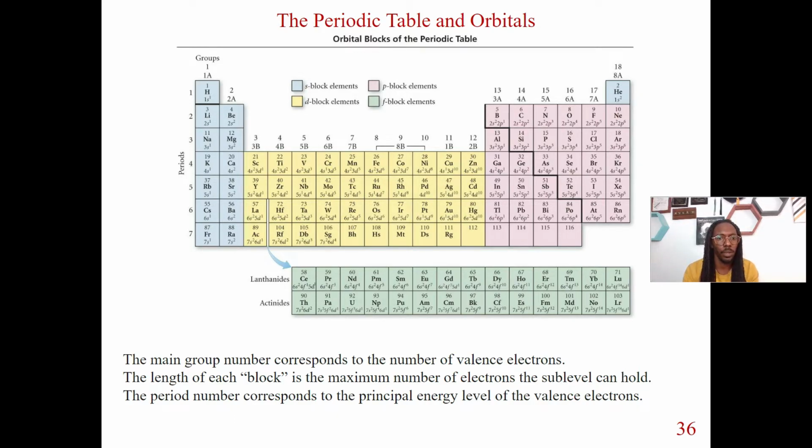And a period number corresponds to the principal energy level of the valence electrons. So when we're talking about the period number, we're talking about the rows. If I look at my first row, it's going to tell me my principal quantum number, the principal energy level. If I look at 2, all those have twos, threes. All those have threes, fours. All those have fours, five, six, seven, etc. It's telling you exactly what you need to know on this periodic table. So this is how you can look at that periodic table, know what you're looking at, and know how to use it.